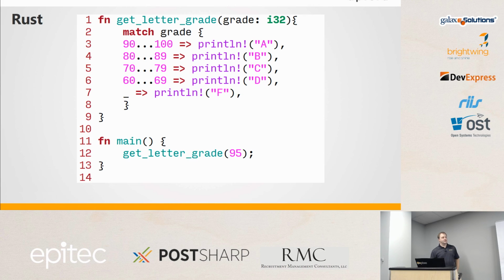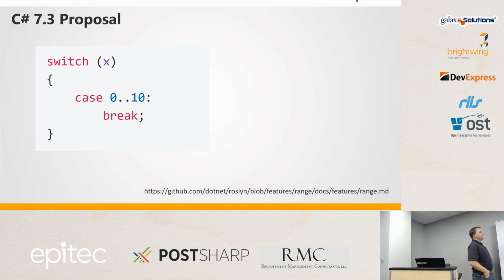I don't have to do the greater than or equal to and less than or equal to 89. I can just match right on the range. So this is pretty exciting. It's a neat little feature. And the best news is that since the first time I gave this talk, this is now a C# 7.3 proposal. And when I say it's a proposal, I mean this may or may not be in the language. You can actually go to this GitHub URL and follow the progress. There is a small amount of controversy on this.